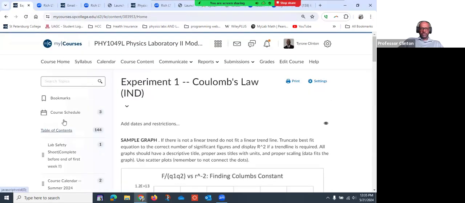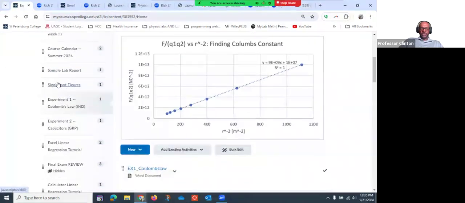You'll see a bunch of different documents show up here on the left side, and this is where you're going to be finding pretty much all the experiments for each week. And remember that this first experiment is an individual experiment. So where you see IND, it implies individual, and GRP means group.